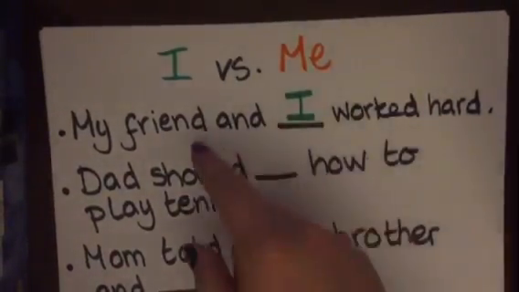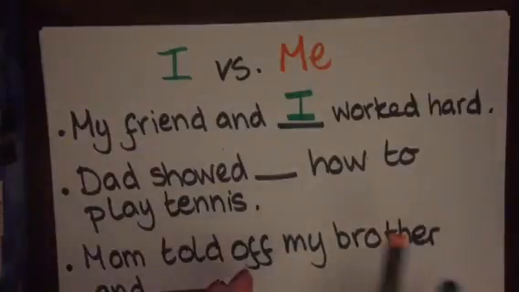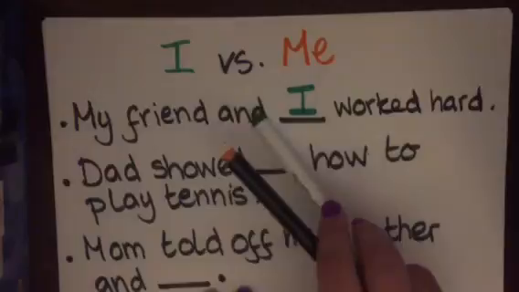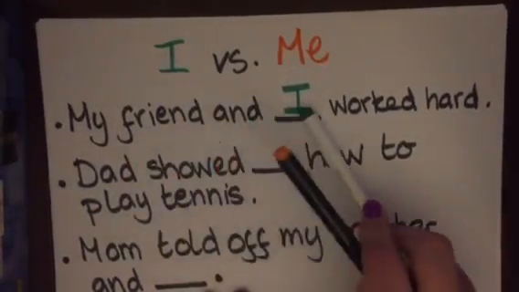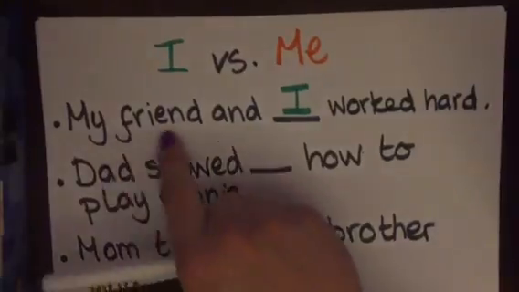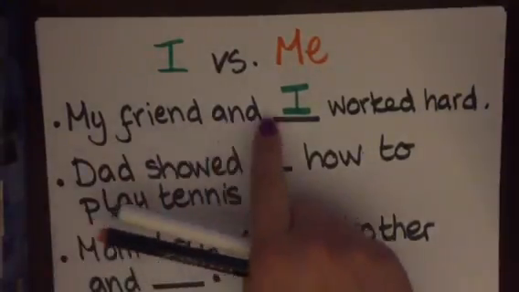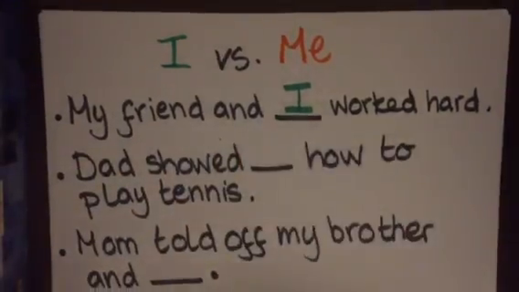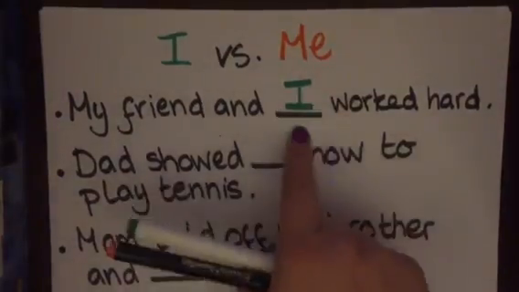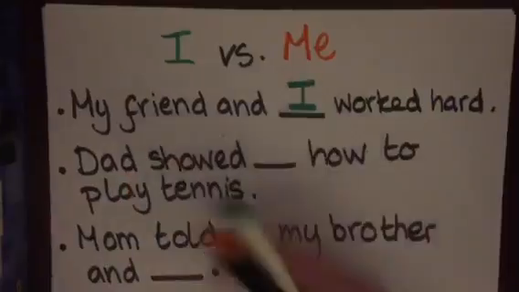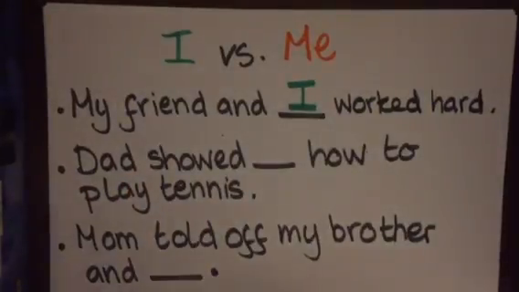Well, it's the same when you add your friend. Now, we have good manners. We should always let other people go first. So we put the other subject first and then ourselves. So my friend goes first and I worked hard. Now, technically, the difference between using I and me is when I is the subject and me is when it's in the predicate, in the verb.